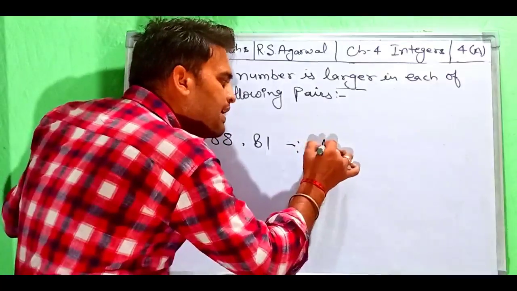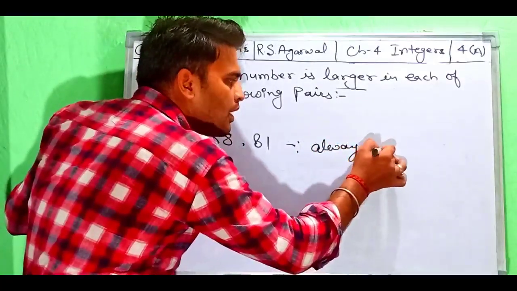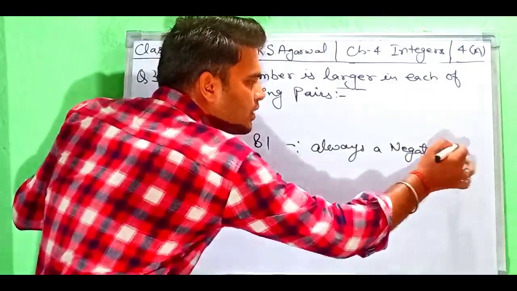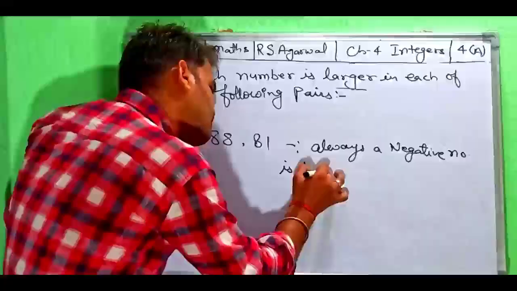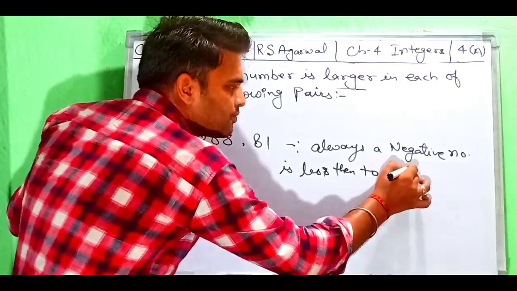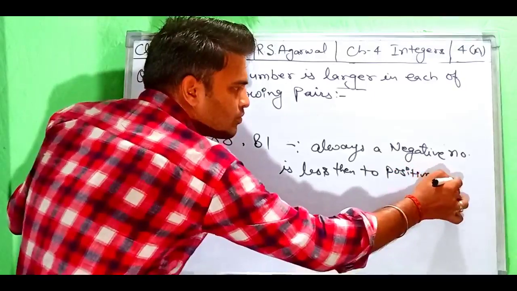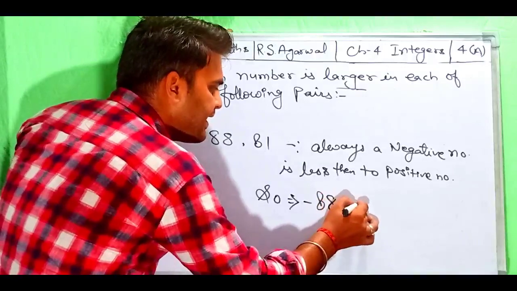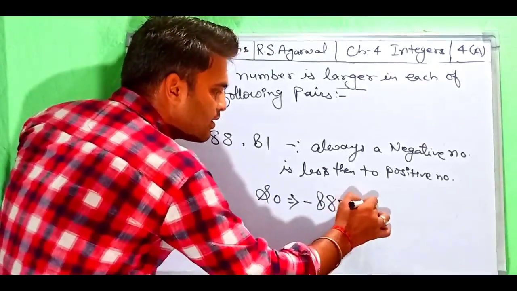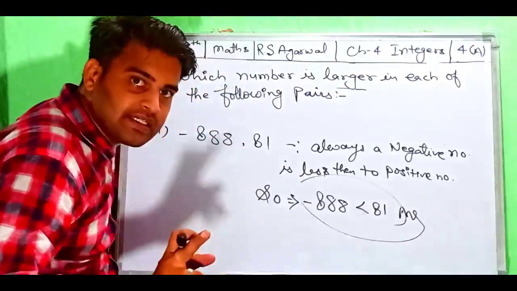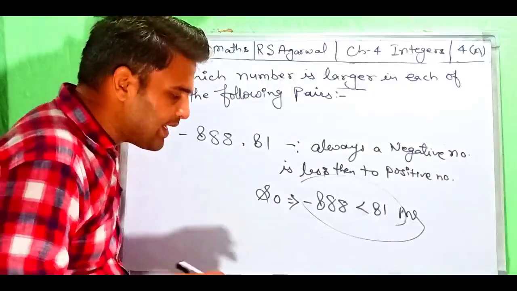So always a negative number is less than a positive number. So minus 888 is less than 81. This is the answer. You got the answer? Now we have to move to the next question.